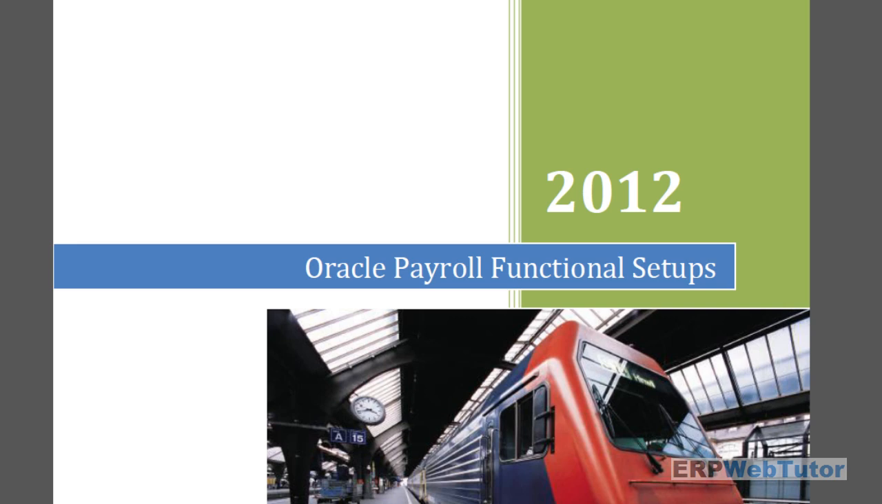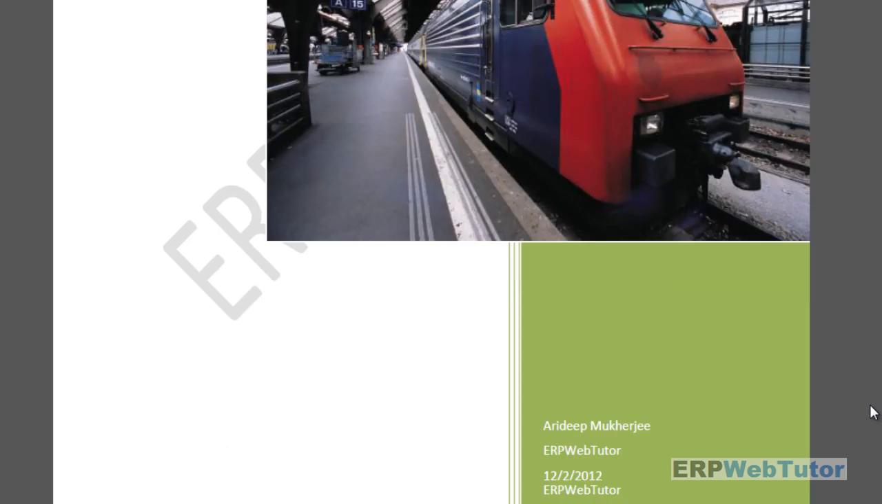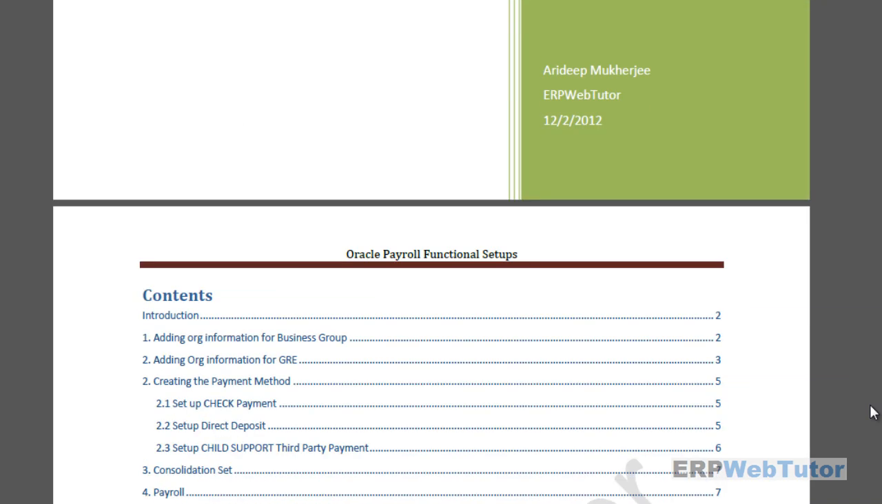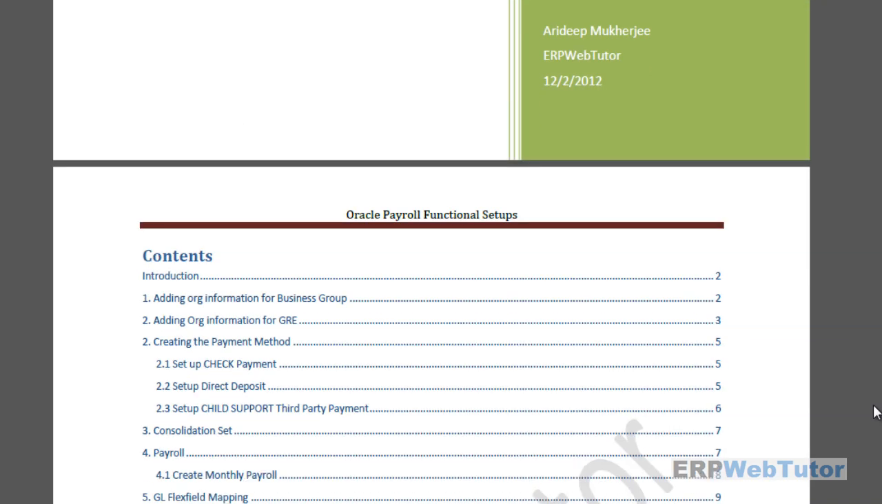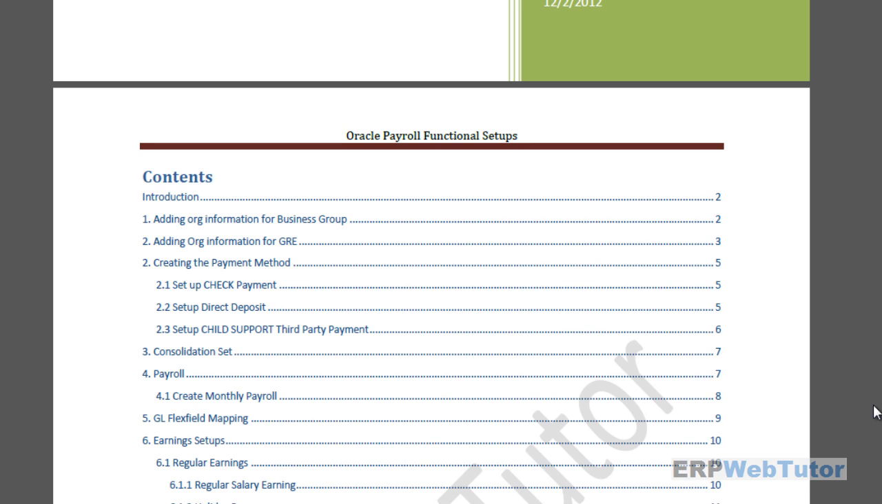We are going to base this entire setup on this document that we have, and the very first thing that we need to do is create or add some more information to the business group and the GRE. So let's begin with adding whatever information that we need to add for the business group.